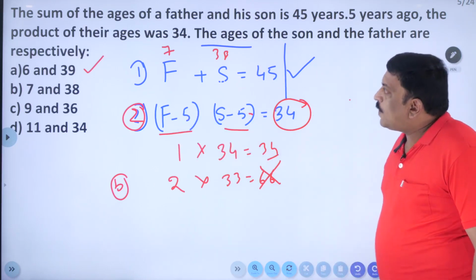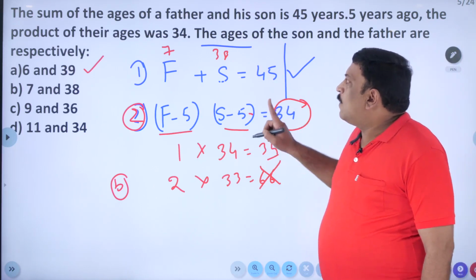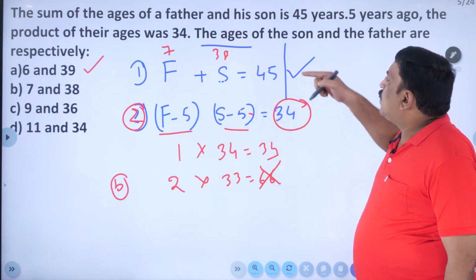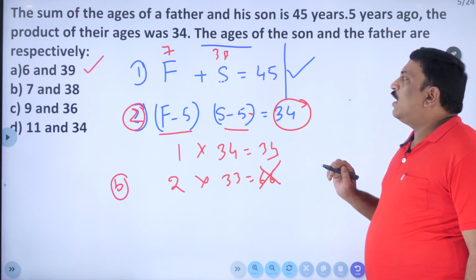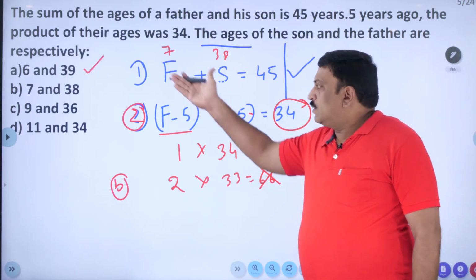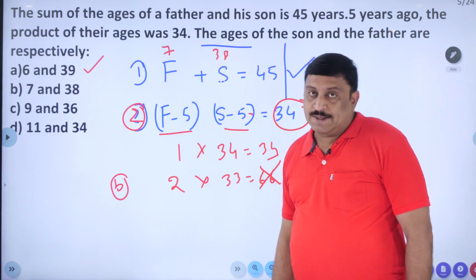Okay, then in this one the product of their ages is given and the sum of their ages is given. Generally, this is the best way to do it. So sometimes using the options is also necessary.